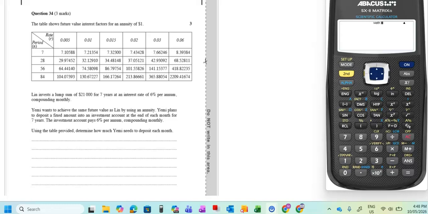Question 34. The table shows future value interest factors for an annuity of $1. As shown, Lynn invested a lump sum of $21,000 for 7 years at an interest rate of 6% per annum, compounding monthly. Yemi wants to achieve the same future value as Lynn by using an annuity. Yemi plans to deposit a fixed amount into an investment account at the end of each month for 7 years. The investment account pays 6% per annum, compounded monthly. Using the table provided, determine how much Yemi needs to deposit each month. Pause here to try yourself.